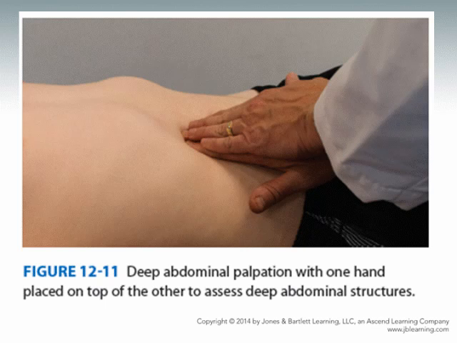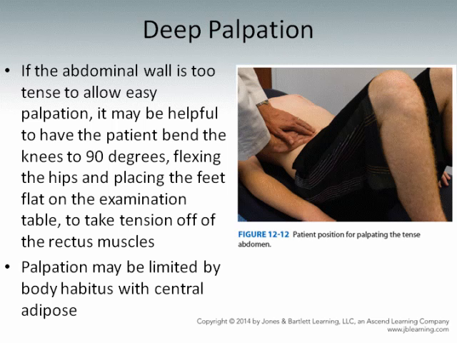This is just an example of showing you how to do deep palpation. Okay, now if the abdominal wall is too tense to allow for easy palpation, it may be helpful to have the patient bend their knees to 90 degrees, flexing the hips and placing the feet flat on the exam table. It takes the tension off the rectus muscles, and sometimes that'll make it easier to palpate.